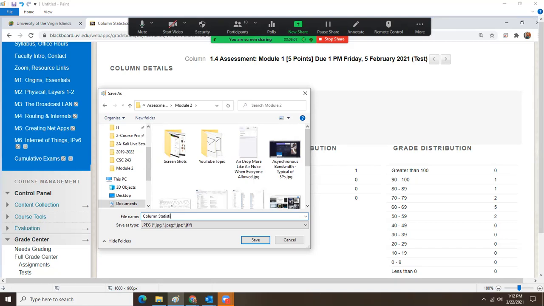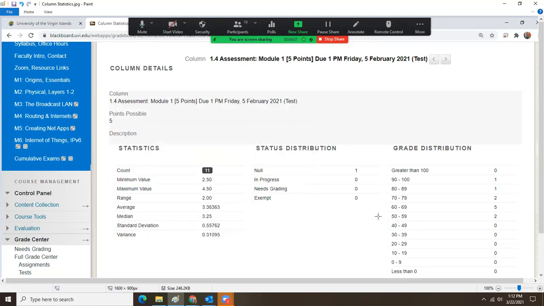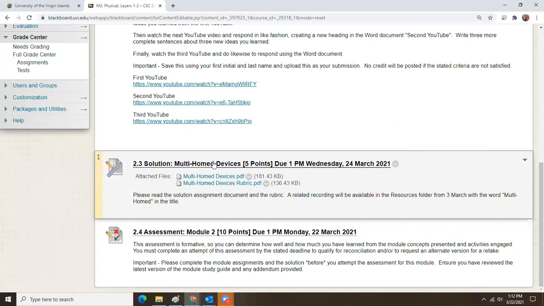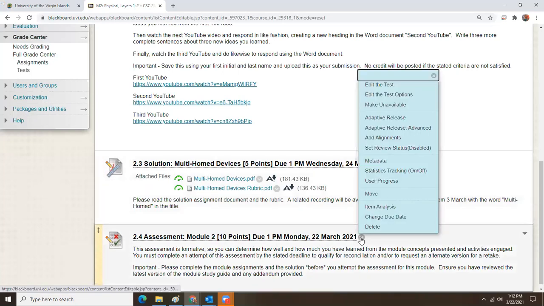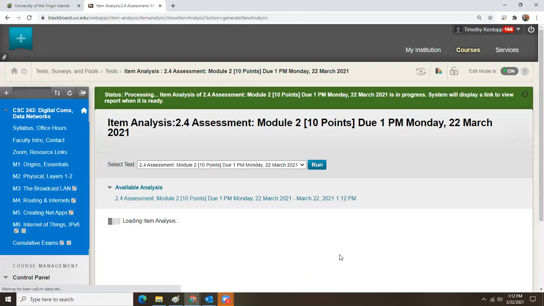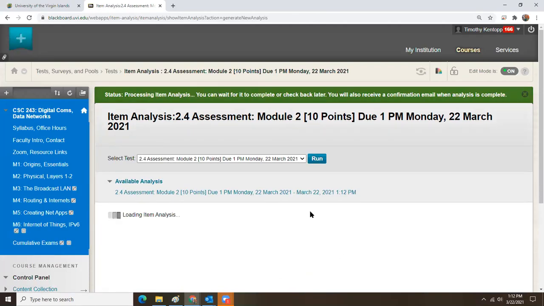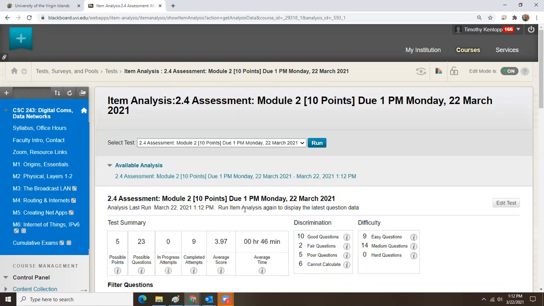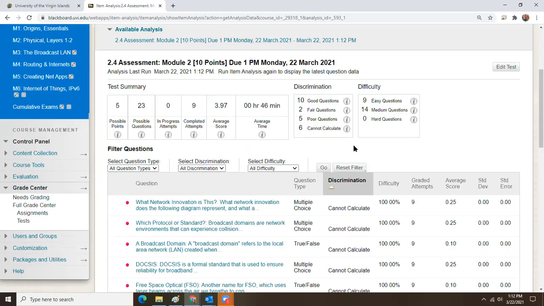What we're going to do now is run an item analysis and take a look at the assessment items that pose the greatest challenge for the group. We'll go ahead and click here and then run item analysis. Should take just 20-30 seconds at the most. Oh, it's done. That was quick. So here we have our item analysis.